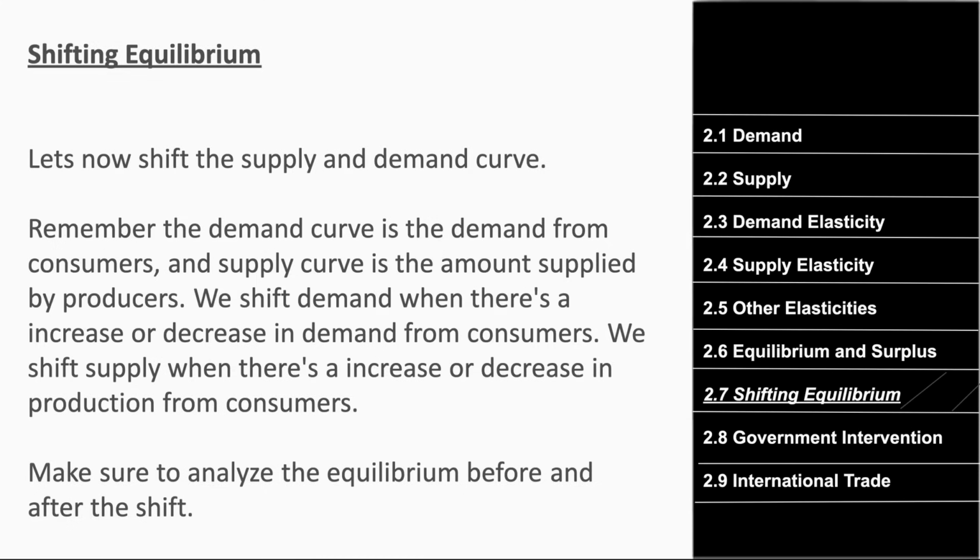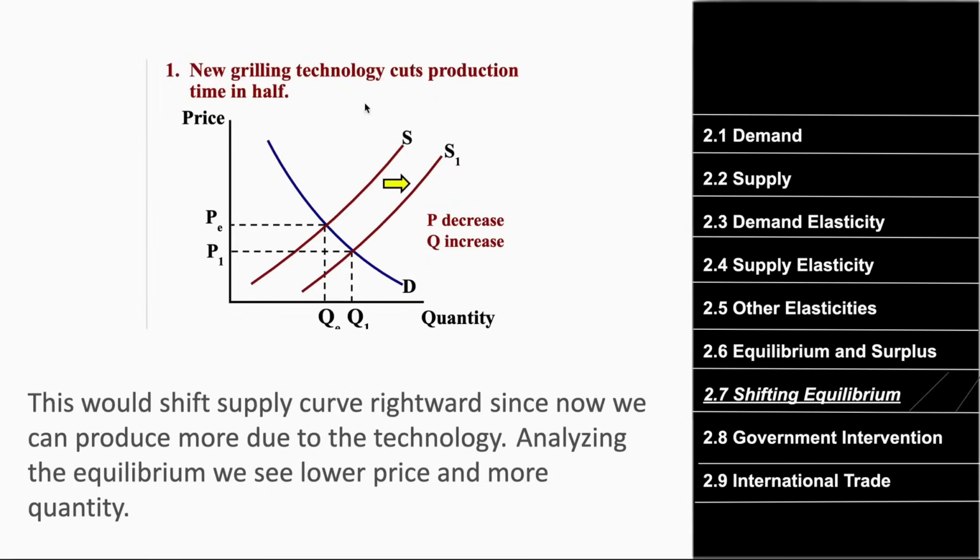Now we can also shift the equilibrium and shift the supply and demand curves. There are certain conditions where we shift supply and demand. For example, let's say there's new grilling technology that cuts production time in half. Then we would shift the supply curve to the right because you can now supply more quantity in general. So now supply shifts to the right, and then in this scenario, we look at the equilibrium.